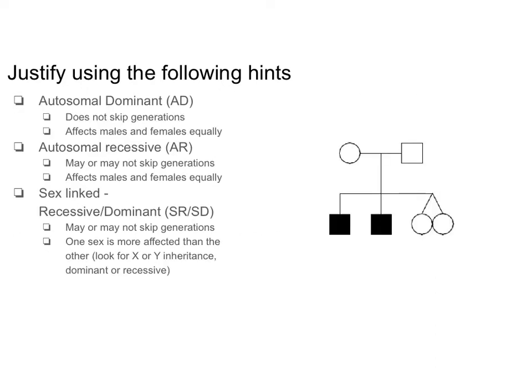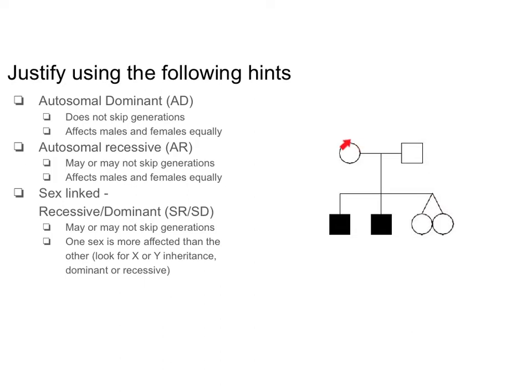You're given here a very small tree, very few individuals, one family, in fact, and we're going to try to justify whether or not this is autosomal dominant, autosomal recessive, or if it's sex-linked. And if it's sex-linked, we're going to try to figure out if it's dominant or recessive. One of the new things that you may notice on this tree is the presence of this branching right here. This represents a set of twins.